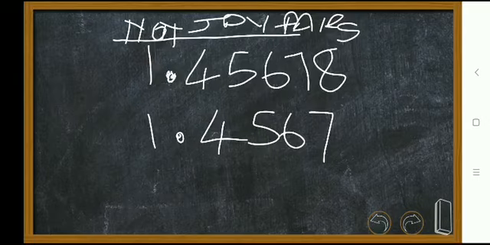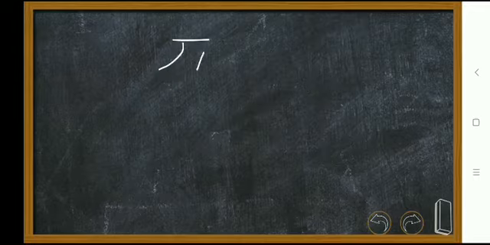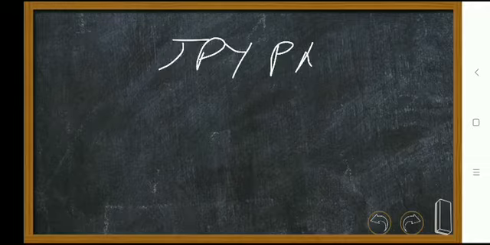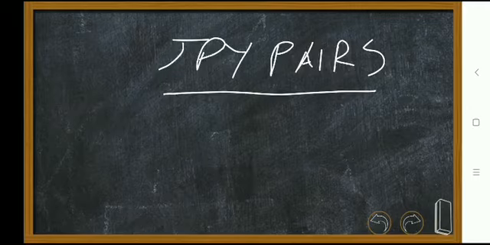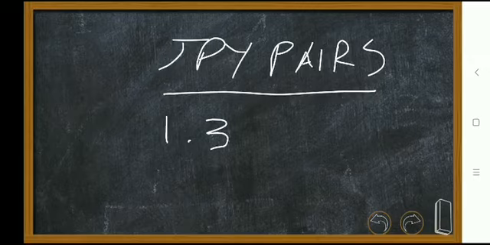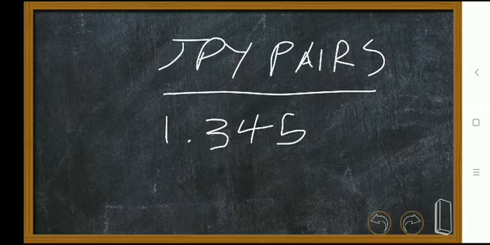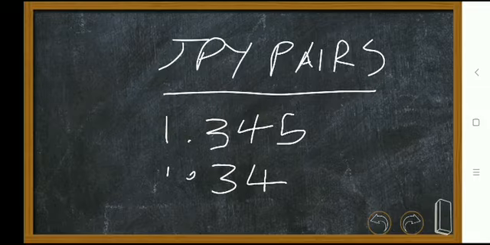Then for JPY pairs, you'll find that it's either 3 decimal places after the point, or it's only 2, depending on the broker. So let's go to non-JPY pairs. We'll be dealing with the price of non-JPY pairs.